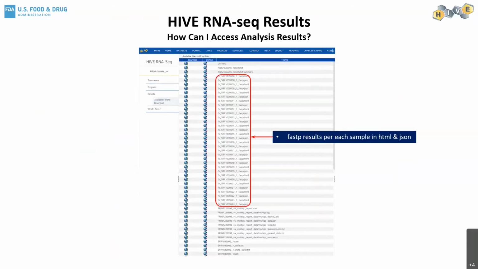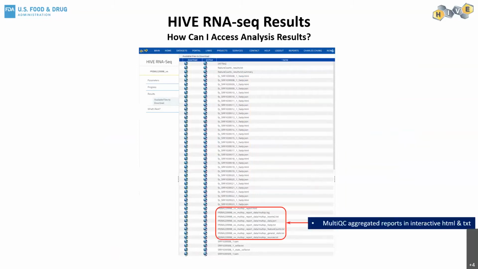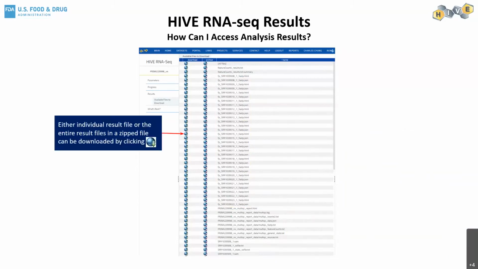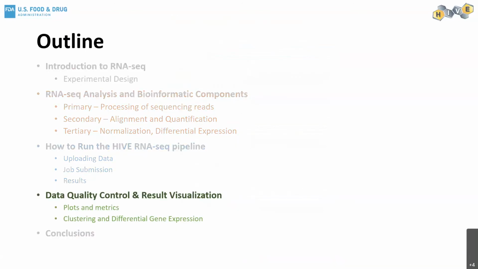We can also see the fastp results for each sample in HTML and JSON format, and MultiQC aggregated reports in HTML and TXT files are also there, so we can download them and look at them. And then we have a list of all the alignments for all the samples. They are in SAM format, and the splice site file in TXT. We can download every individual file or the entire results if we click at the top of the page. And this is how you get results.